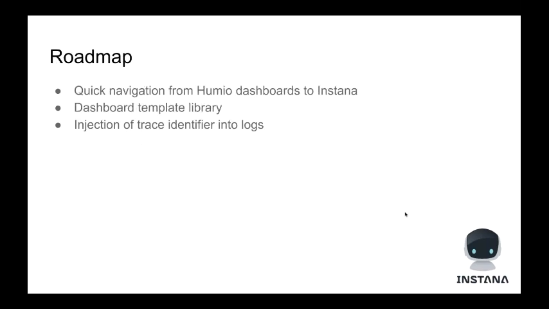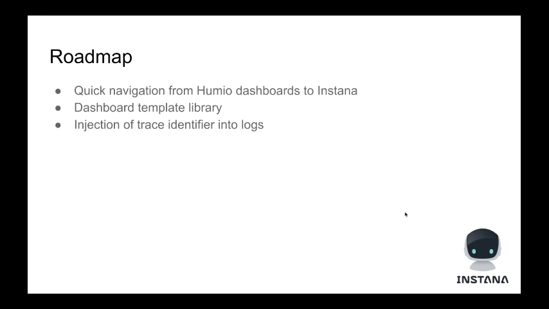Before we get into the demo, just a quick little bit on roadmap. Currently we have the quick navigation from Instana into Humio. We're currently working on quick navigation back. So from a Humio dashboard, you'll go, oh, that's an interesting piece of information, I wonder what's in Instana. If you want to get into a full trace or navigate around the Kubernetes environment, then you'll be able to hop back. We're going to be providing some dashboard templates to get you started on that.